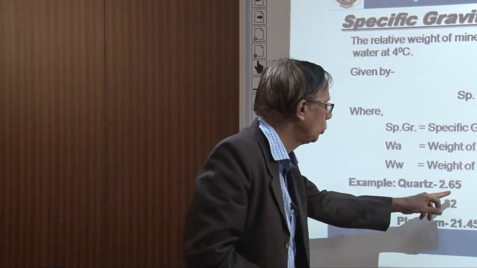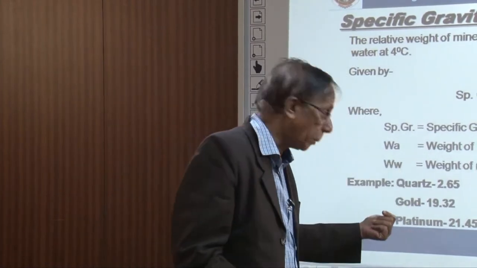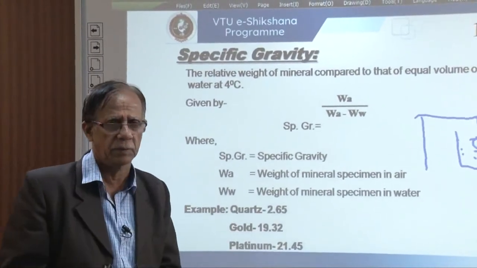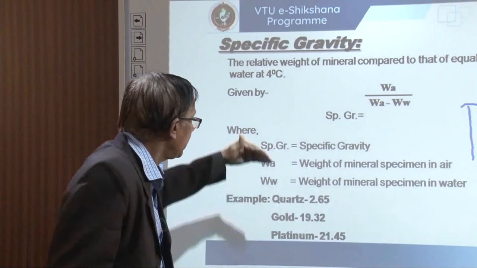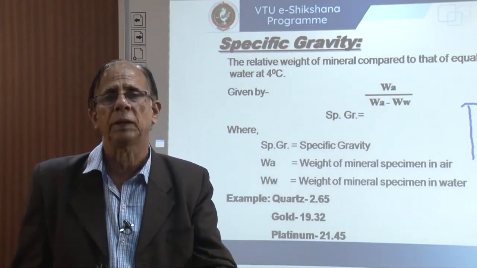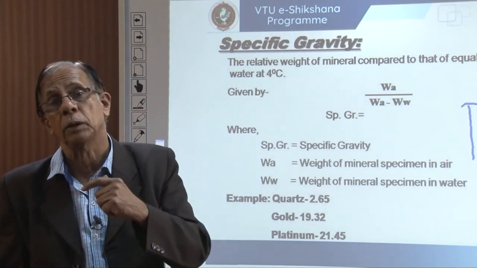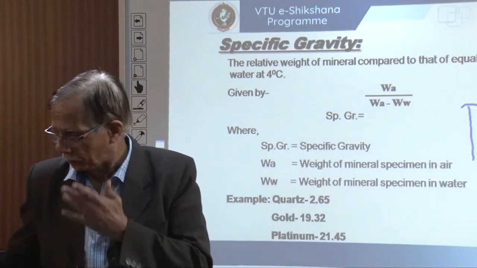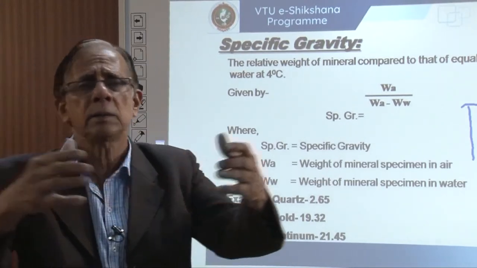For example, quartz has specific gravity 2.65. Gold is 19.3, platinum 21.45. These are heavier, dense, high specific gravity minerals. There are several minerals lighter than 2.5; we call them lightweight, low specific gravity. When a mineral has low or high specific gravity, it becomes a distinguishing character because the majority of minerals have medium specific gravity.